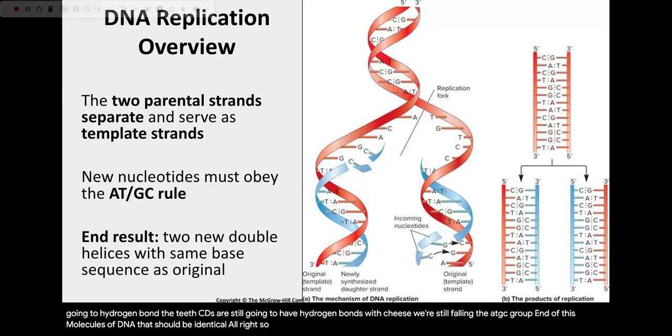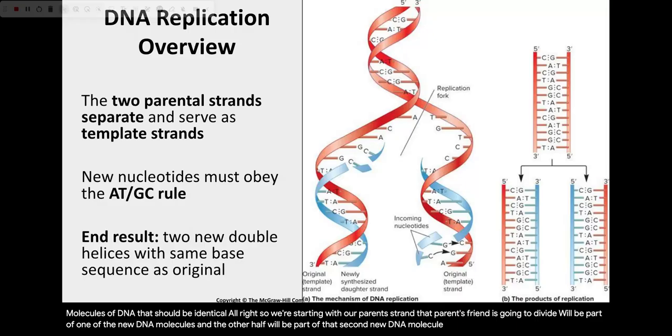So we're starting with our parent strand. That parent strand is going to divide. One half of the parent strand will be part of one of the new DNA molecules, and the other half will be part of that second new DNA molecule. And those molecules that we have created should be identical.